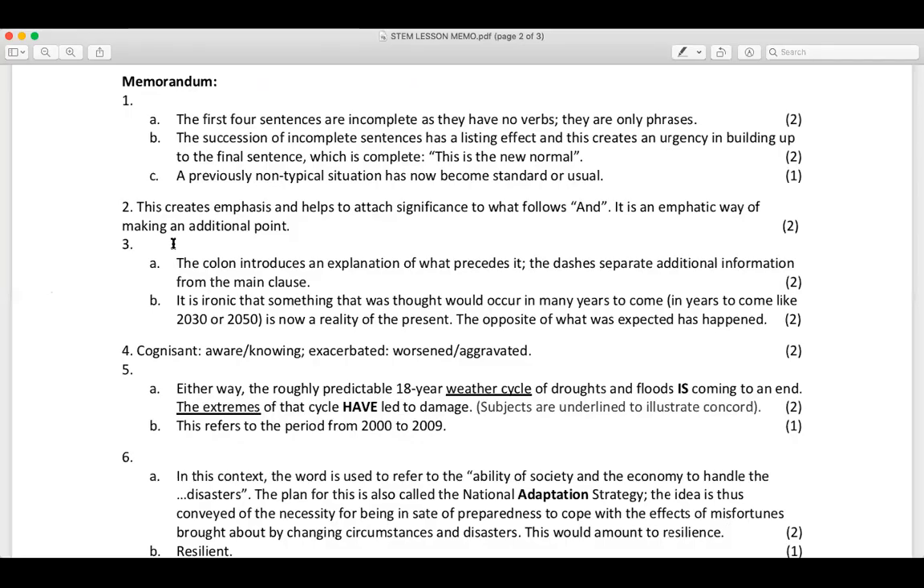Let's go. This creates emphasis. Lovely. What does it create? It creates emphasis. Can you see that? It creates emphasis, right? And it helps to attach significance to what follows. Okay, which is and. Look, that is the impact. So the impact is emphasis, yes, because you'll say and this and that.